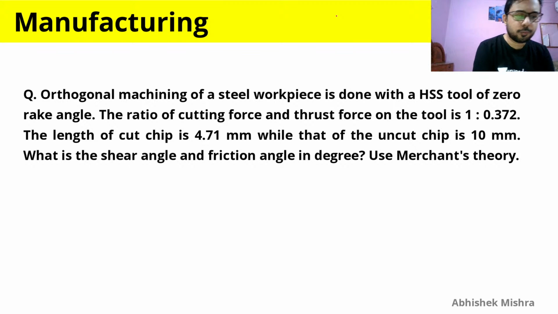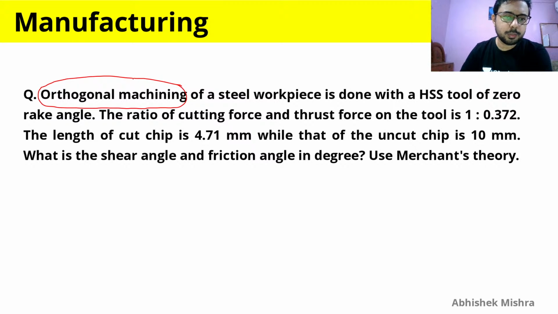Now our third question for the day is: orthogonal machining of a steel workpiece is done with a high speed steel tool of 0 rake angle. So orthogonal machining, first of all, notice what the question is asking, and the first term is very important. It is orthogonal. So orthogonal machining is there, and ratio of cutting force and thrust force is given. So let me just write what is given in the question.